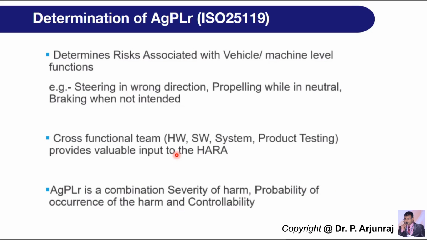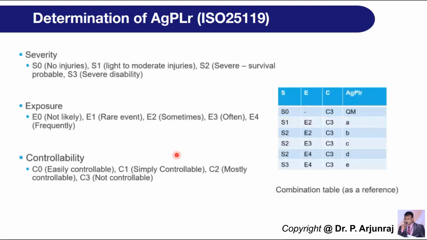You're going to form a cross-functional team comprising the hardware team, software team, system team, and product testing team, where they are providing valuable input to the HARA. And this AgPLr is a combination of severity of harm, probability of occurrence with respect to harm, and controllability. So this is all about the category.